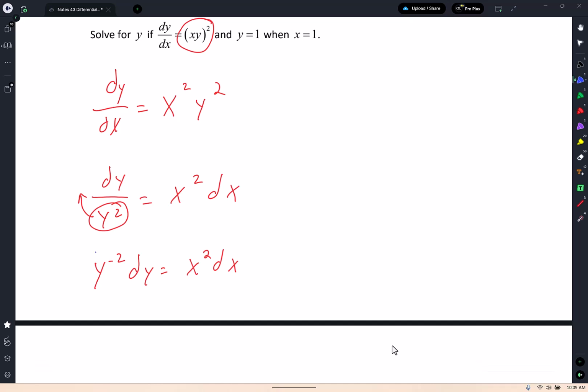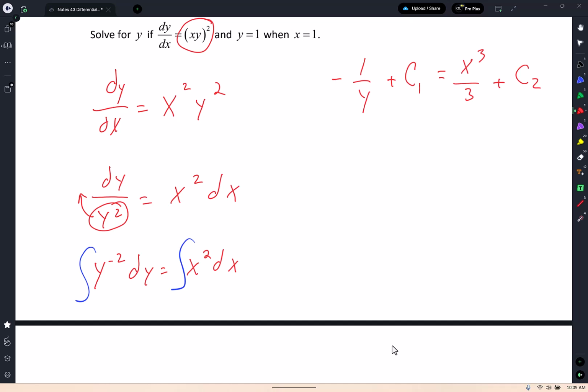I'm going to integrate. And then you're going to say, okay, well, let's see, antiderivative. Y to the negative 2, add 1, divide. So negative 1 over y. Plus C1 equals the antiderivative of the right-hand side, x cubed over 3 plus C2.